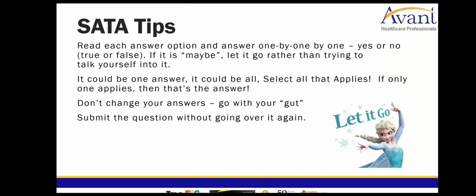Now, SATA tips, read each question option and answer one by one. So we did the first one, we justified, we said yes to that answer. Rather than trying to talk ourselves into it, we just want to make sure we're validating that our answer is correct. And then now we're going to go to the next answer choice. It could be one answer, it could be all. Select all that apply. If only one applies, then that's the answer. Don't change your answer. Go with what you know. Go with your instincts. Submit the question without going over it again.